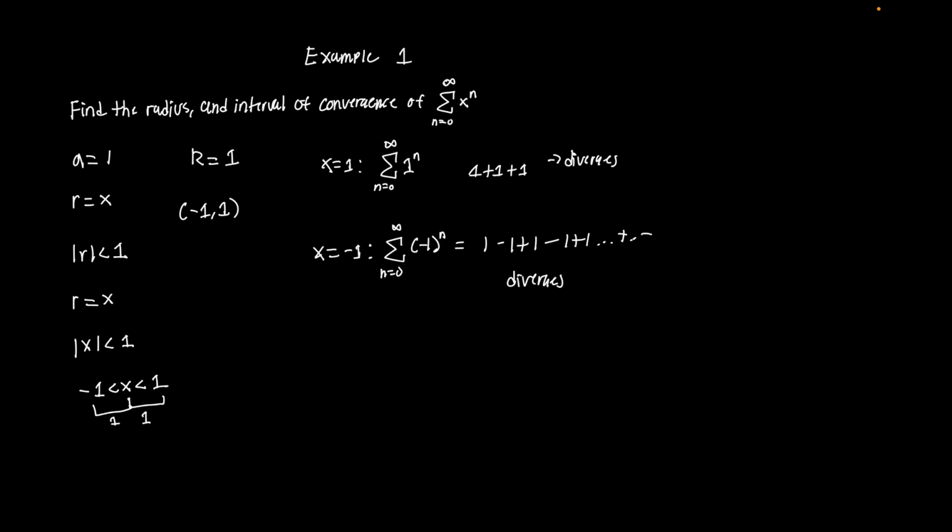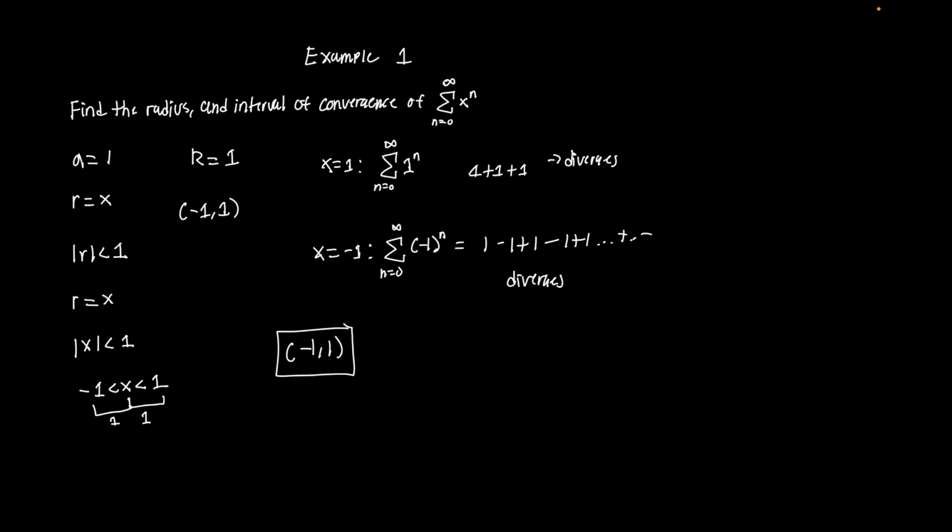Therefore, the endpoints. Basically, the only reason we're testing the endpoints is to see if they're included. So since both of these endpoints are not included, our final answer is that our interval of convergence is just -1 to 1.